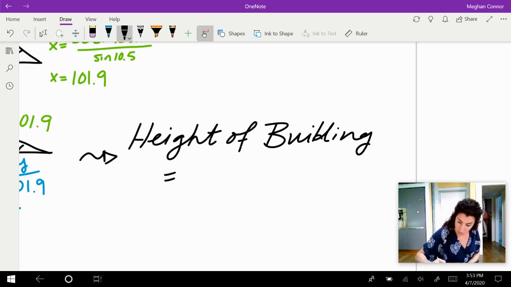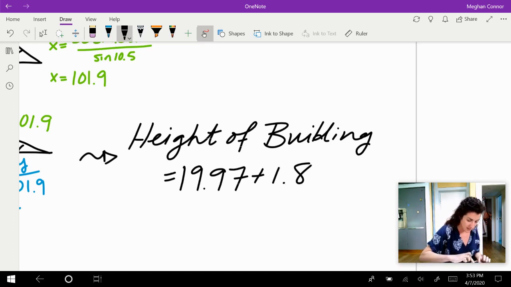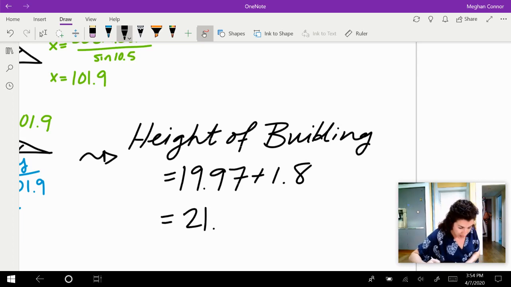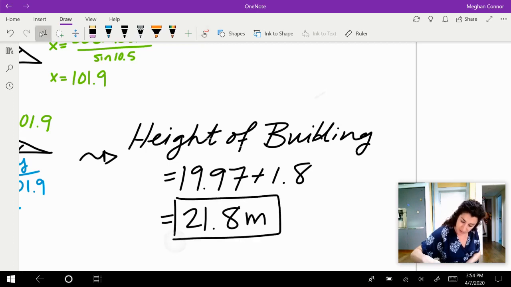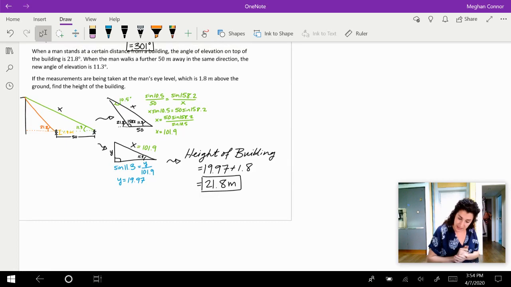So that's going to be 19.97 plus 1.8, which is 21.8 meters. And there you go. That's your answer.